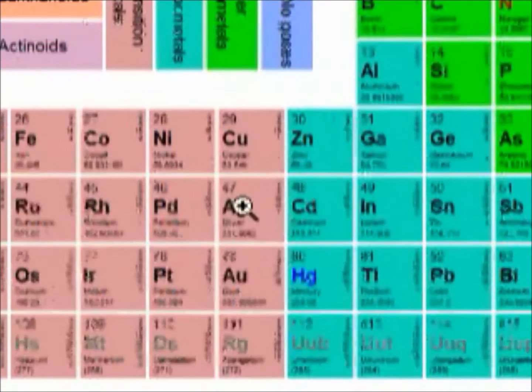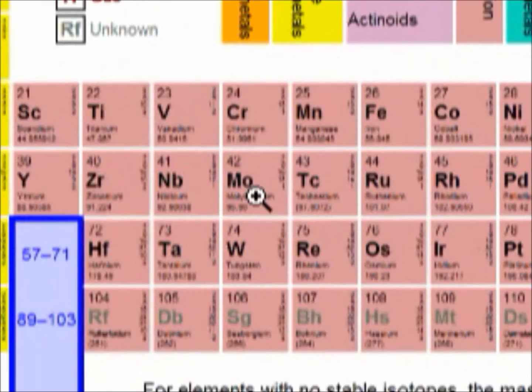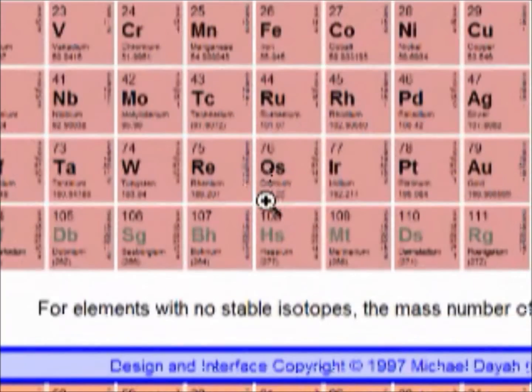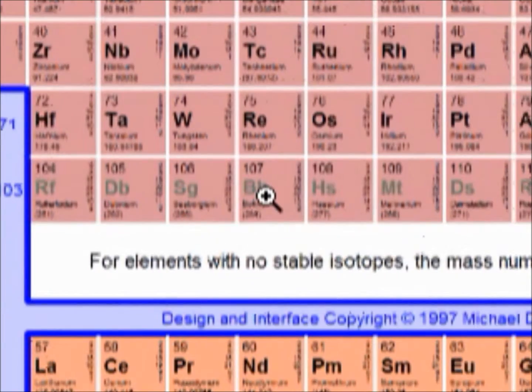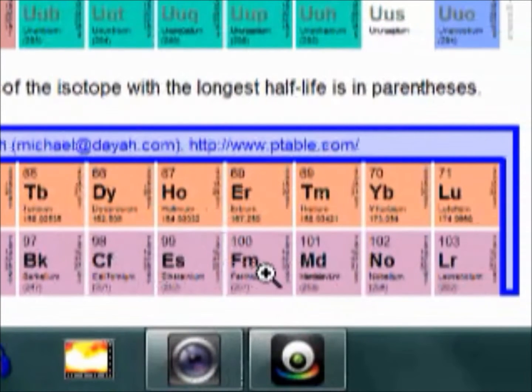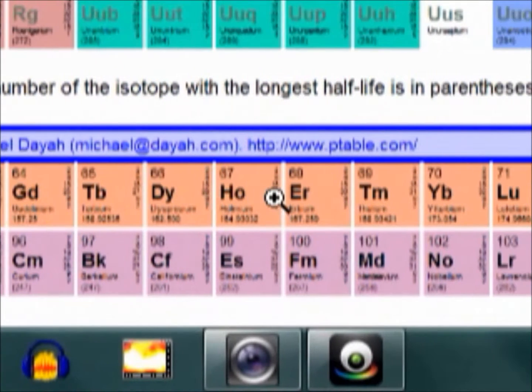You could also call these transition elements the lanthanide series or lanthanoids. And these, like I said, are the actinoids, but they could also be called the actinide series.